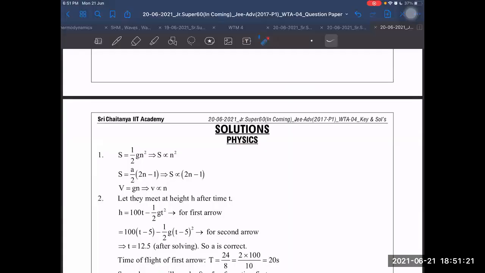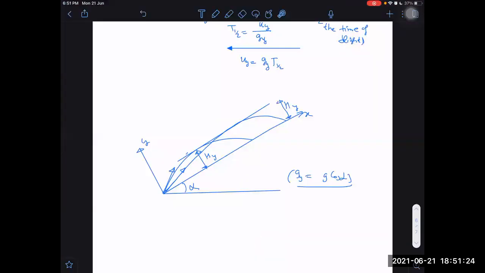So wait. See, this time is, let us say the particle goes from here and reaches here.